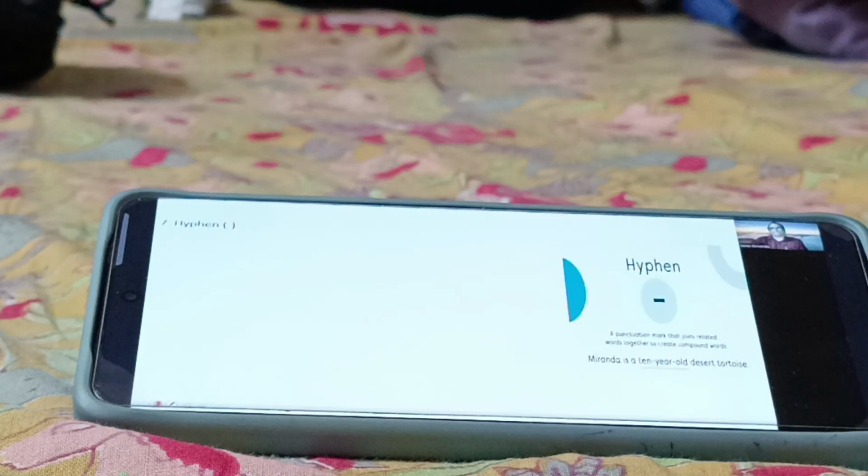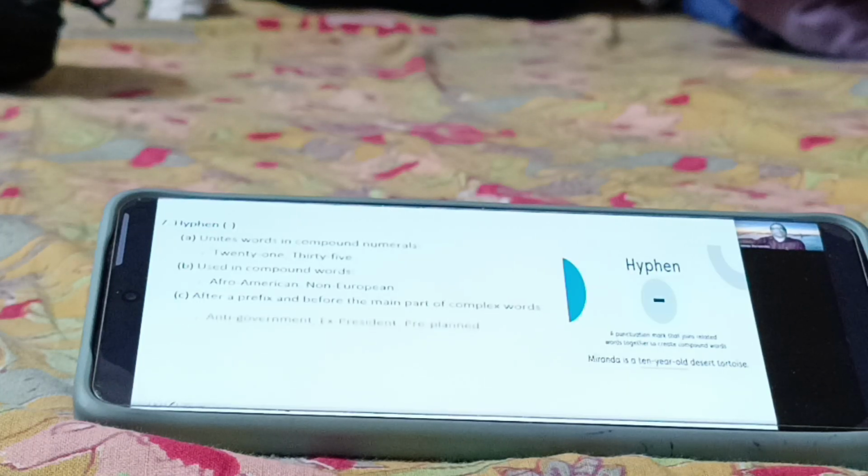Hyphen. When do you use a hyphen? When you want to combine words, when you want to create some kind of compound words, that is when you use a hyphen. Hyphenated words, we call them. So it unites words and compound numerals: 21, 35. Used in compound words: Afro-American, Non-European. These are hyphenated compound words. After a prefix before the main part of the word: anti-government, ex-president, pre-planned.